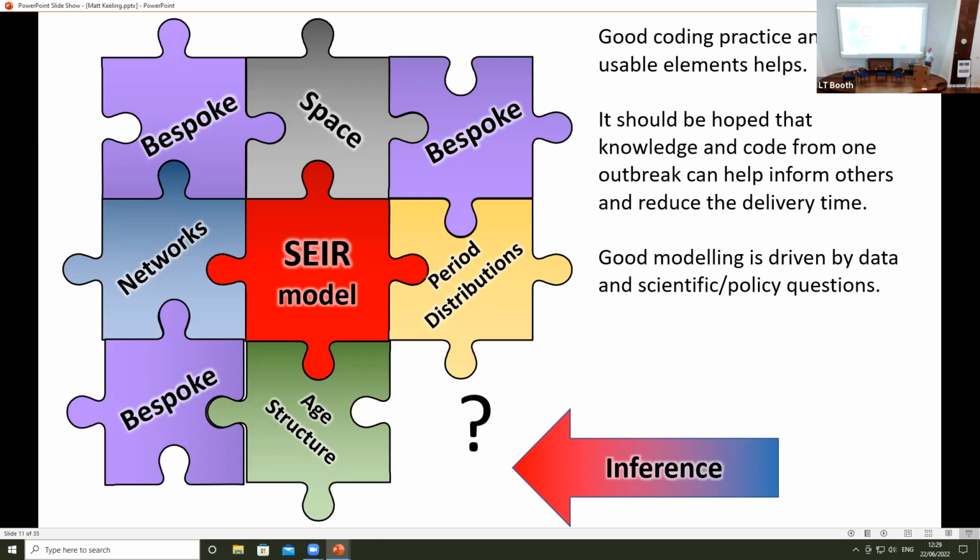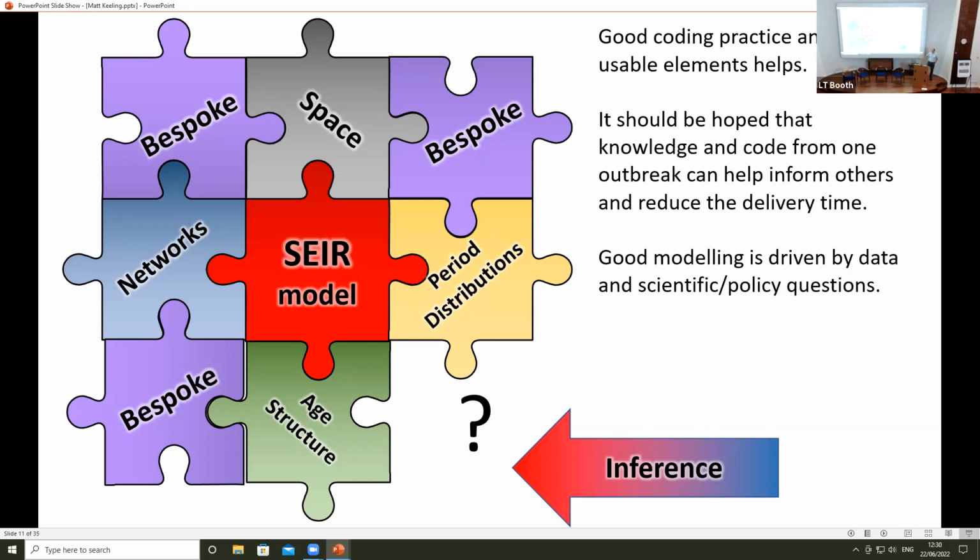We heard this in the last talk about good coding, and I think good coding and reusable elements is always helpful. So we've got to hope that the knowledge and the code that we've developed in one outbreak is useful when we start thinking about the next outbreak. The example there is the current monkeypox work, where a lot of what we've done is predicated on what we did years ago thinking about smallpox, bolted onto what we thought about for sexually transmitted infections, and we tried to do a mashup. In fact, our models weren't robust enough then, but we've taken the concepts and mashed them together.